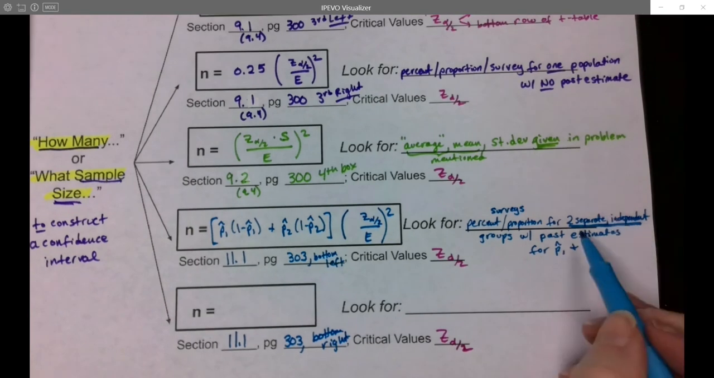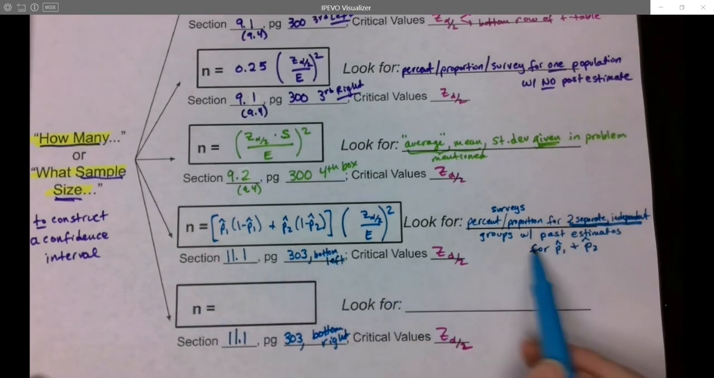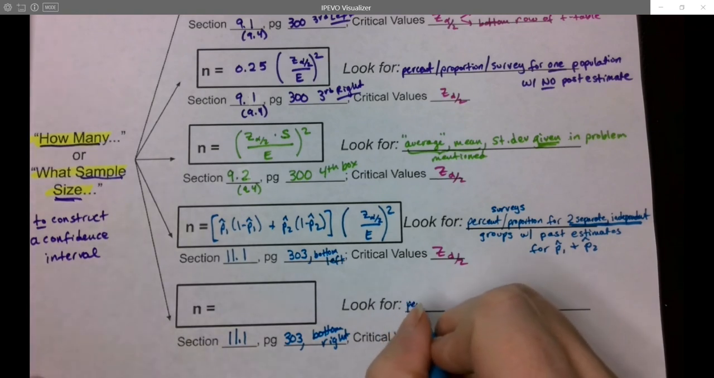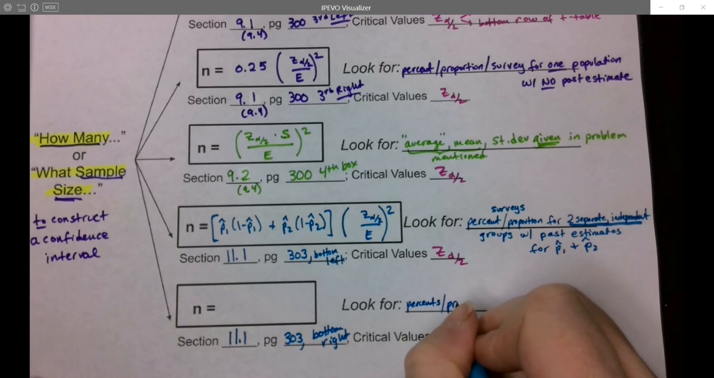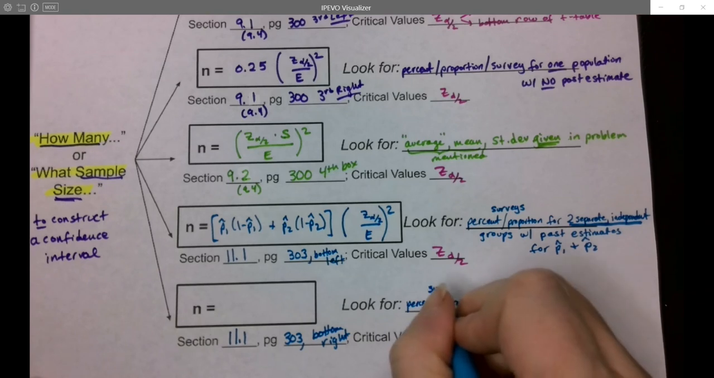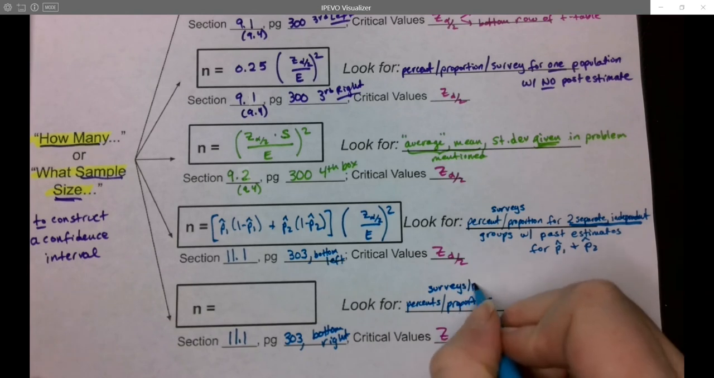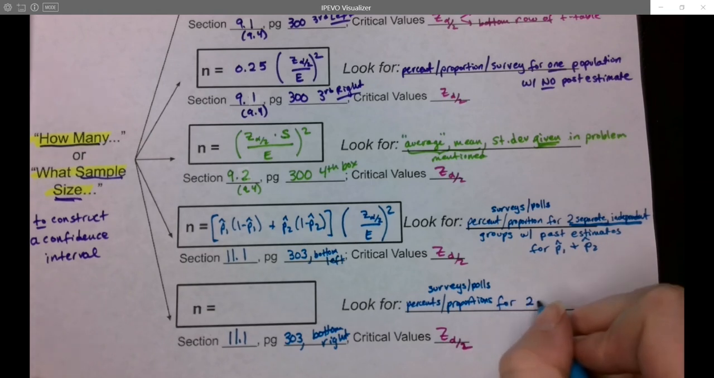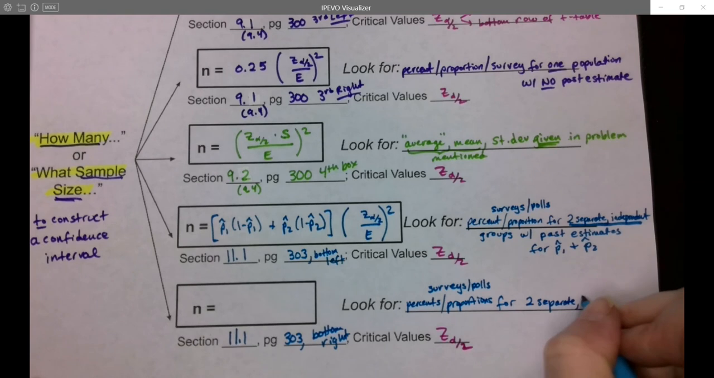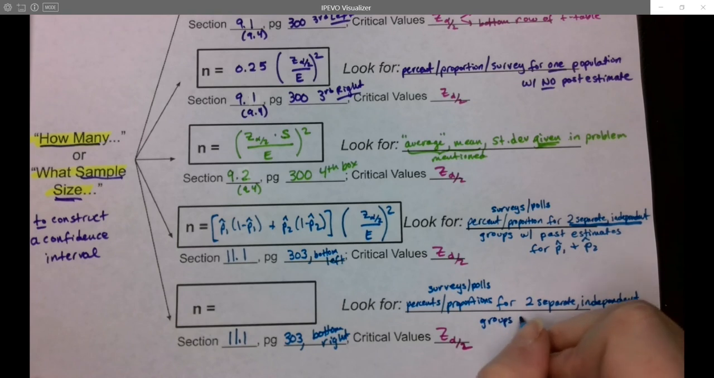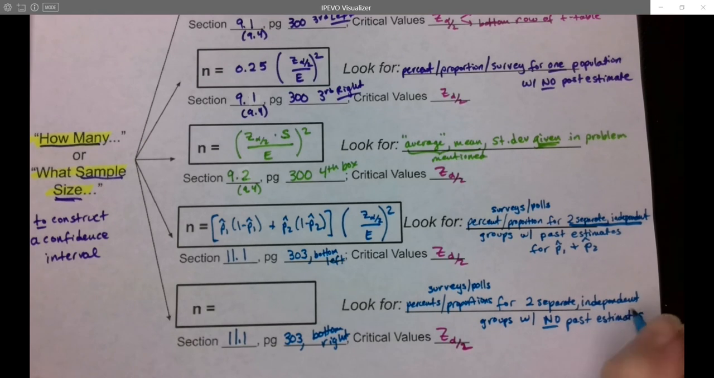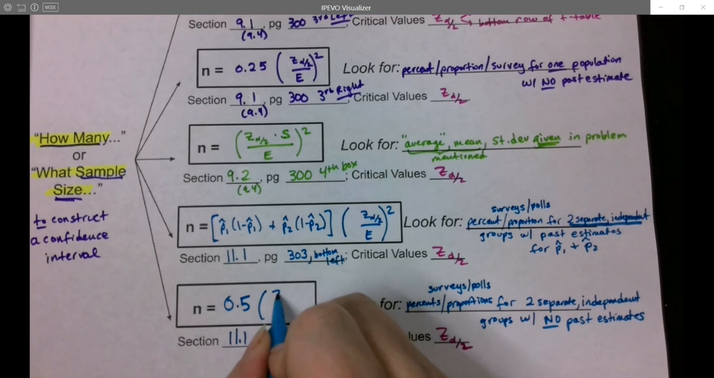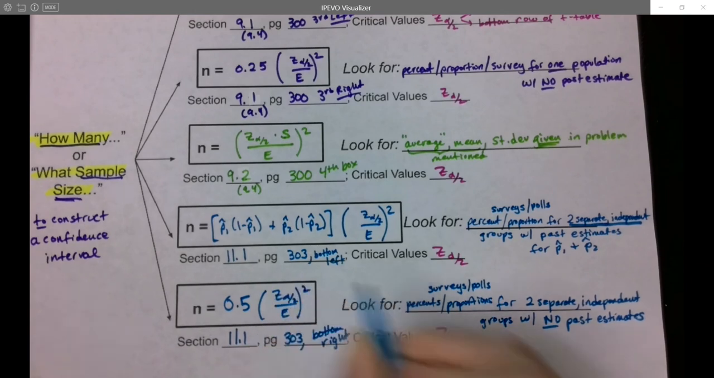Now this one's when you have two separate independent groups, so that's chapter 11, but you have past guesses. This one's going to be percents and proportions, surveys or polls, they'll mention polls, same thing. But it's for two separate independent groups with no past estimates available. So that'd be 0.5 times Z alpha over 2 over the error, squared.